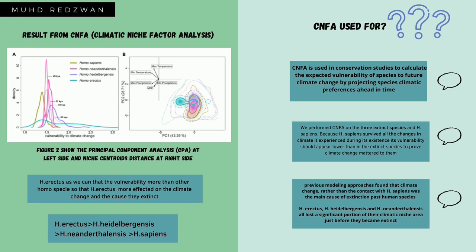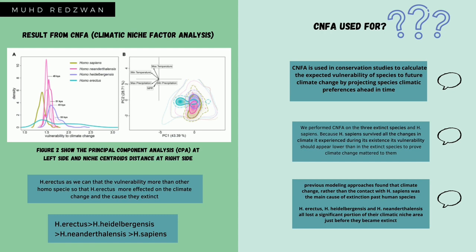So next, we're going to the last slide about the result of the investigation, the extinction of Homo species, right? As we can see, they have two graphs, which are the principal component analysis, PCA, at the left side, and the niche central distance at the right side. For this graph, we use the analysis of CNFA, which is the climatic niche factor analysis. So what is CNFA actually for? It's used in conservation study to calculate the expected vulnerability of species to future climate change by projecting species' climatic preference ahead in time. That means with this analysis, we want to prove that the extinction of the Homo species is related to climatic change, right?